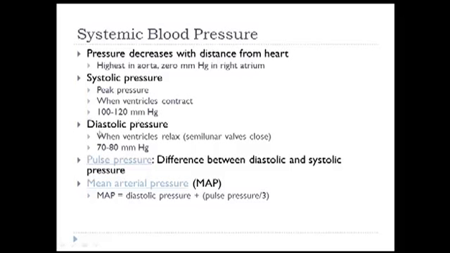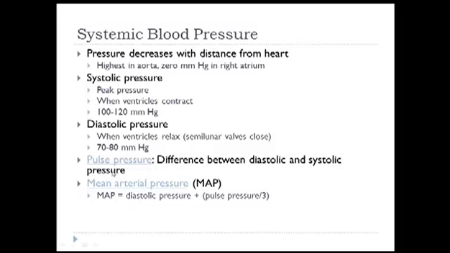Diastolic pressure is going to be when the ventricles are relaxing. So we get that relax and the pressure in the ventricle drops. Since that's happening, there's no blood being forced into the arteries, so the pressure in the arteries will slowly start to taper off. That usually is going to fall somewhere between the range of 70 to 80 millimeters of mercury.